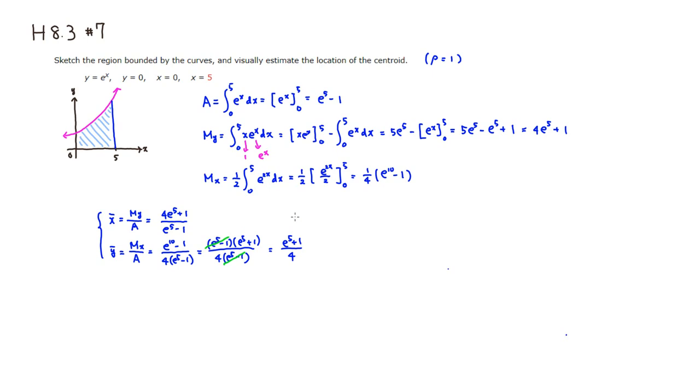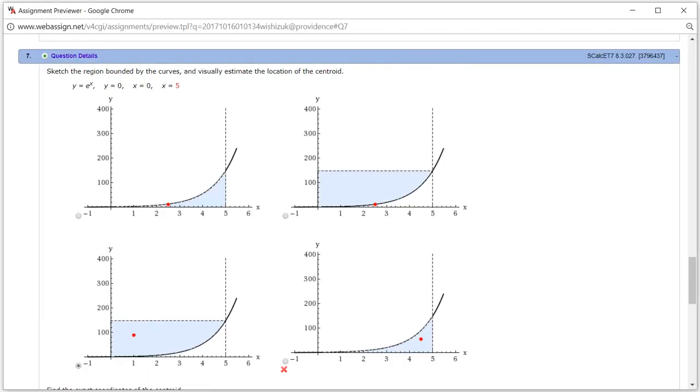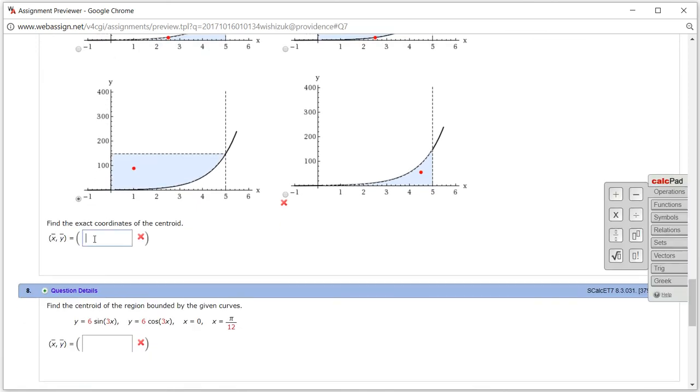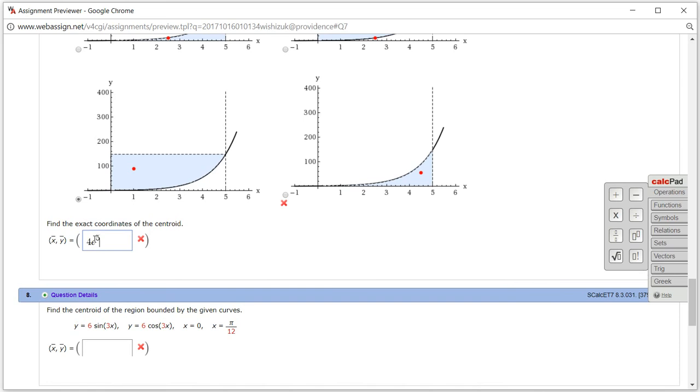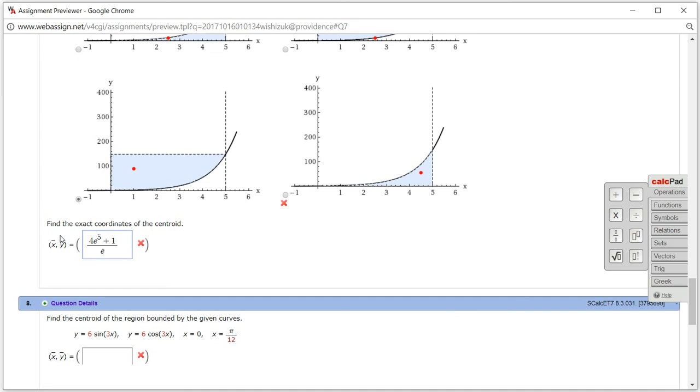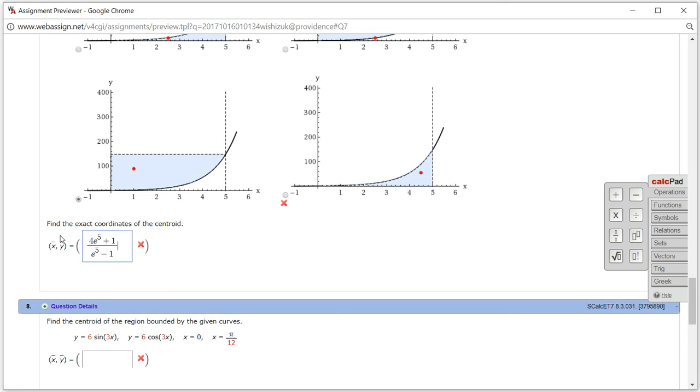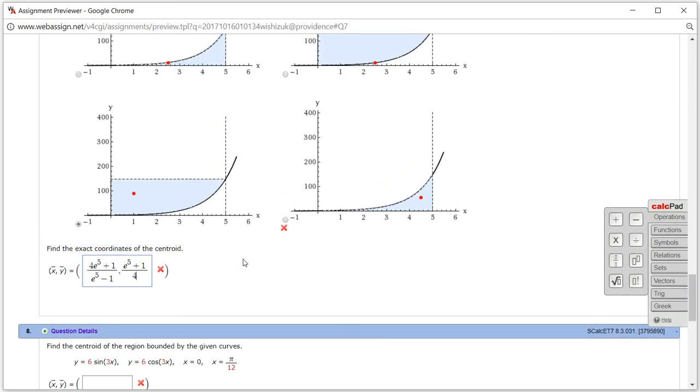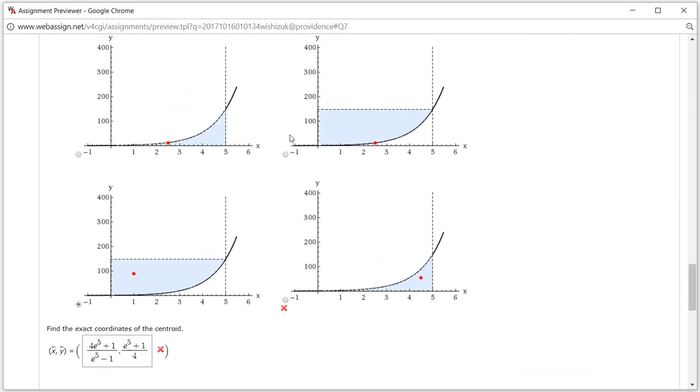So let's type it in. We're going to get 4 e to the 5th plus 1, all over e to the 5th minus 1, then a comma, and e to the 5 plus 1 over 4.